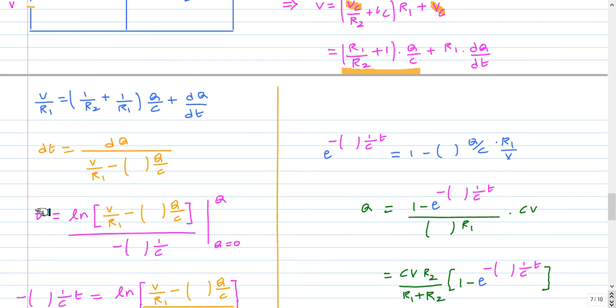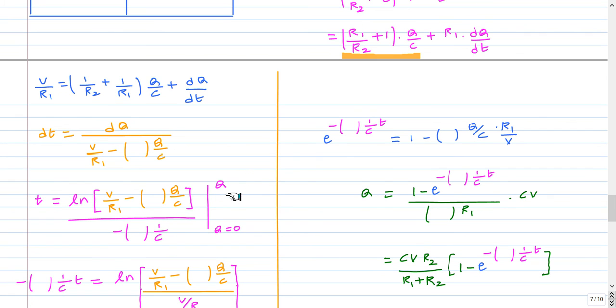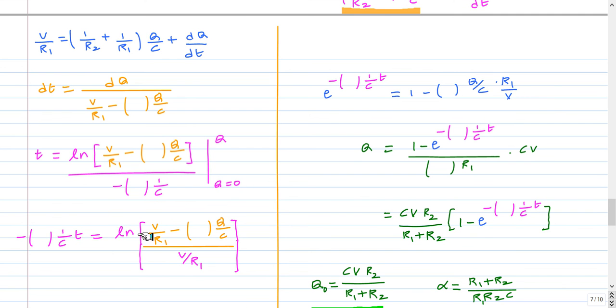At time t equal to 0 the capacitor is uncharged, so Q is 0, and at time t let the charge be Q. So the integral of this will become ln of this one. So this we can simplify, and we get e raised to the power minus something into t equal to this one.